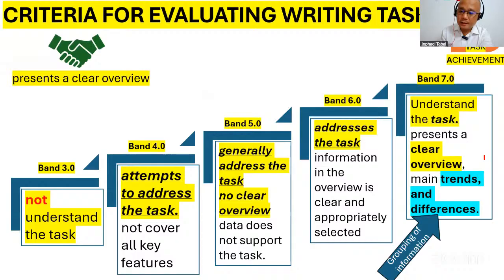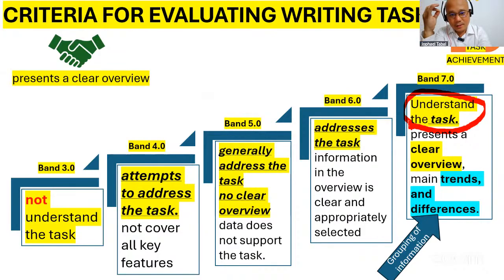The second one. So again, for understanding the task, we have to understand 3 key things: the essay types, the essay structure, and the subject. And the third one, understanding the subject, is a key thing, the main issue for many students. All right, now we have the clear overview, which is the second criterion for band 7.0.